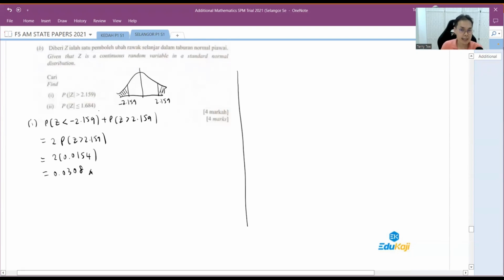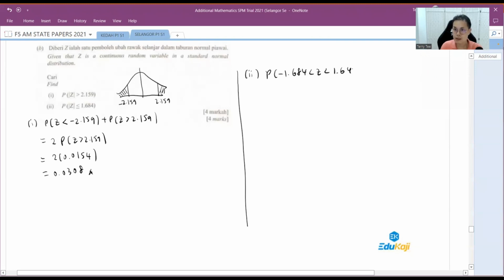Second part is modulus less than. So let me explain again, modulus less than. When you open up modulus, there's a negative and there's a positive. The negative one, you change the symbol. The positive one, you maintain the symbol. So when you combine it, it's between -1 and 1. Okay, but this is for 1, but this case is 1.684. So I'm just going to write over here, Roman 2. This is z between -1.684 and 1.684.